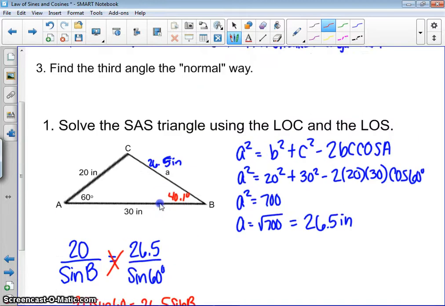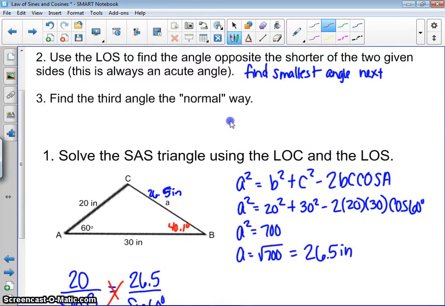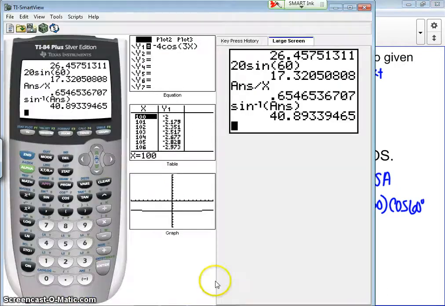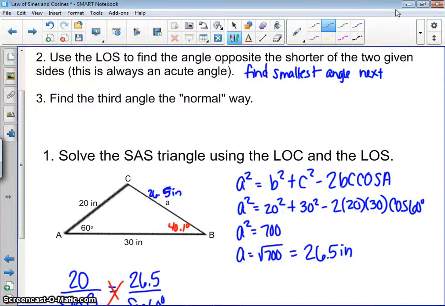And so then the third step is just to find the third angle the normal way. And I already reworded that. So the normal way would just be to subtract, and that should be 40.9, not 40.1. But it would just be to add these up and subtract them from 180. So if we add those up, so 60 plus 40.9, and then subtract that from 180, then that's just going to give me 79.1 degrees. And so then I've solved my triangle.